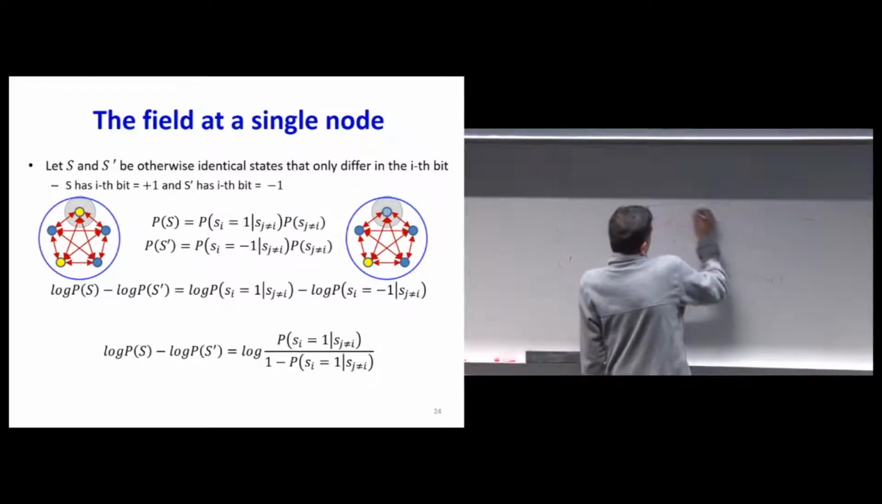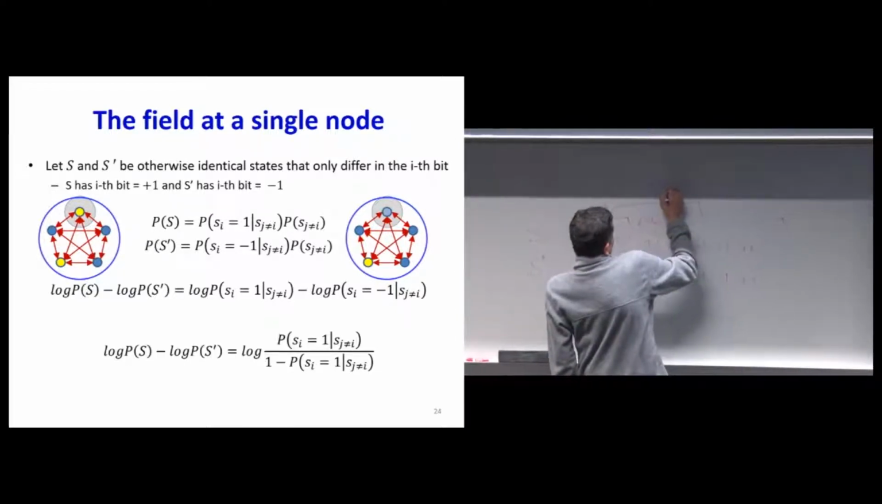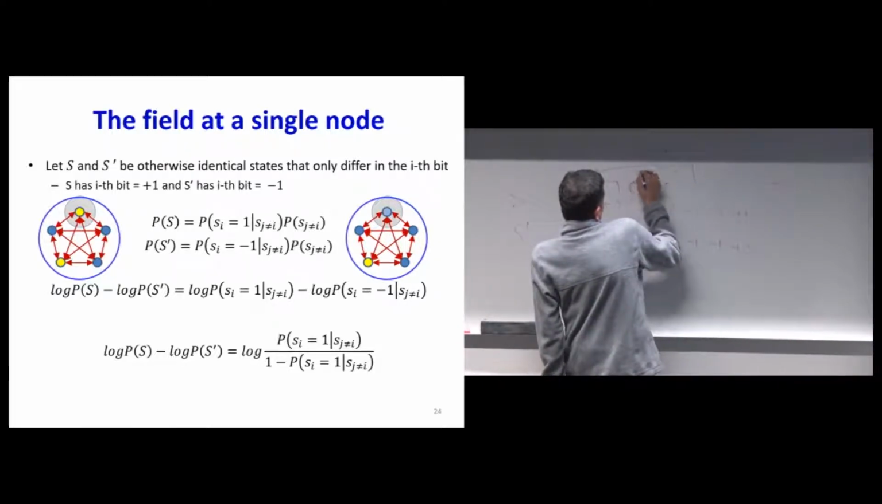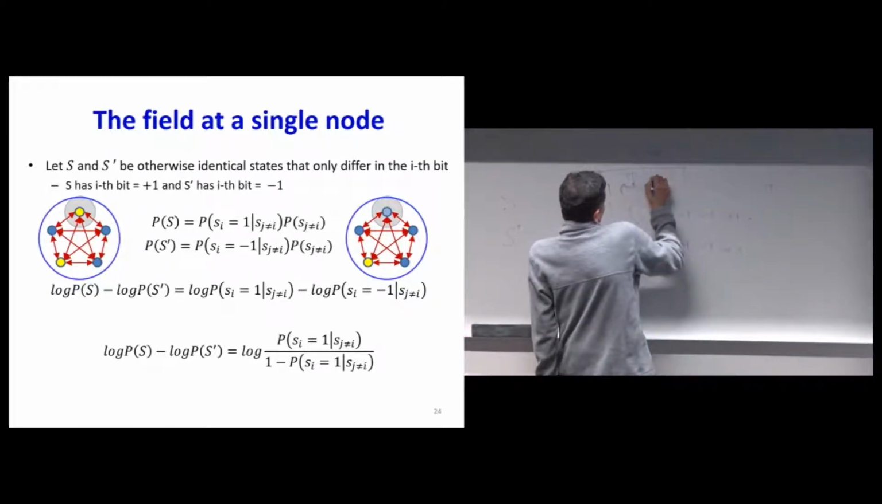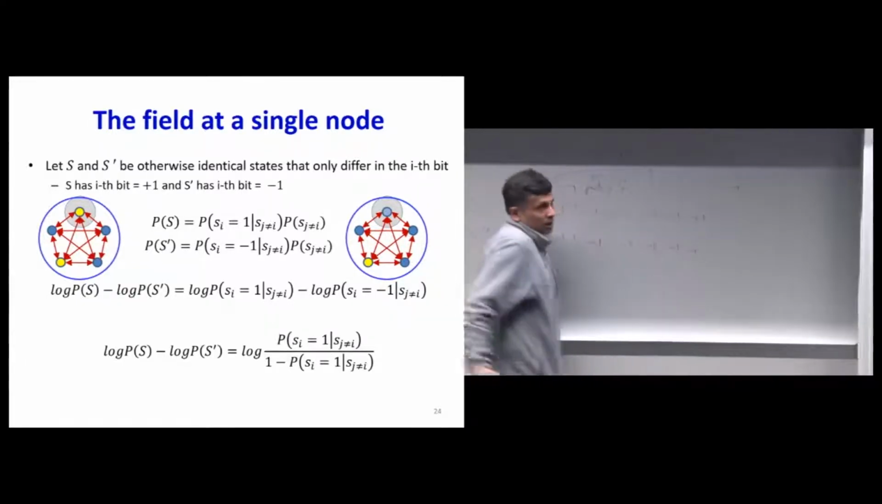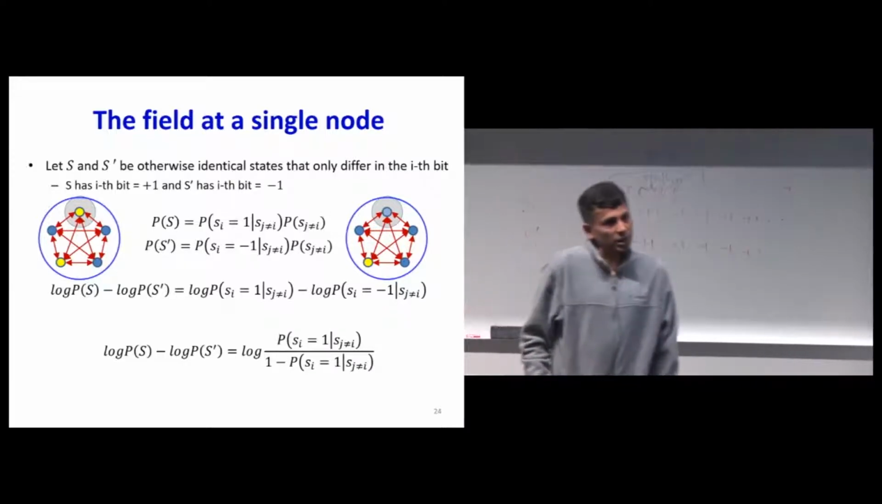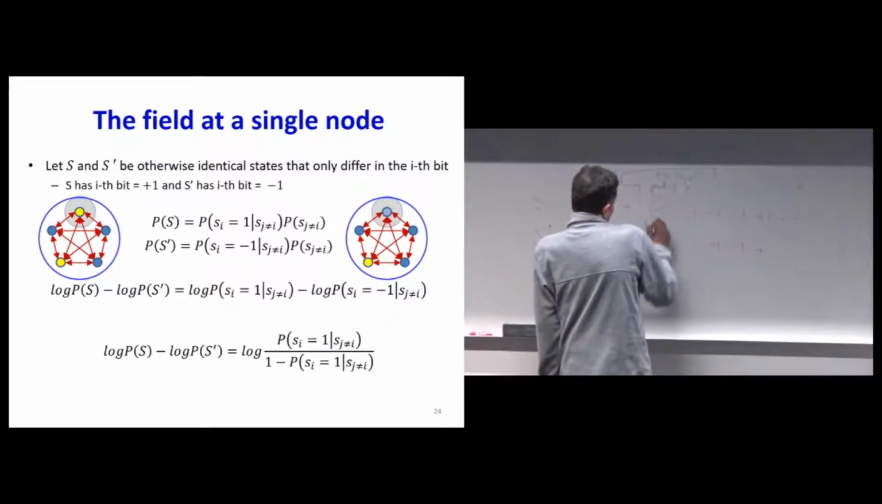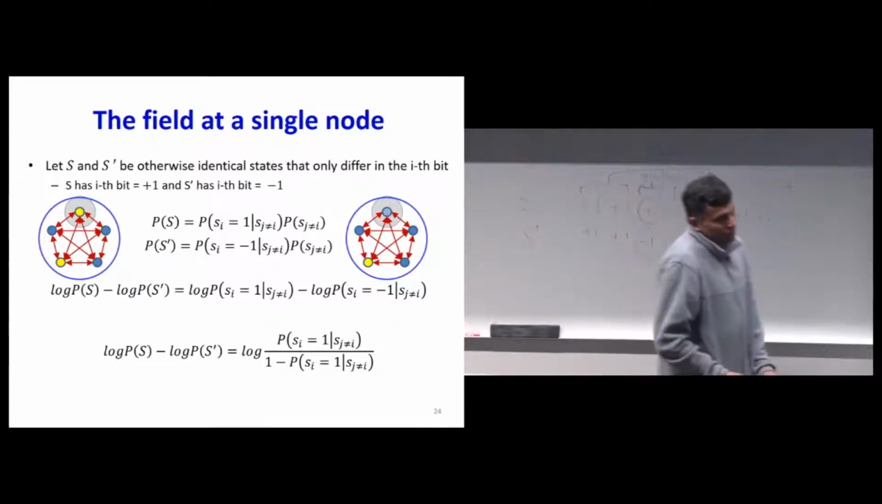So these terms give you P of S_j, j not equal to i, and this term is P of S_i given S_j, j not equal to i. The product of these two is going to give you the probability of the entire sequence. And this ith bit can take two values. It's either +1 or -1.